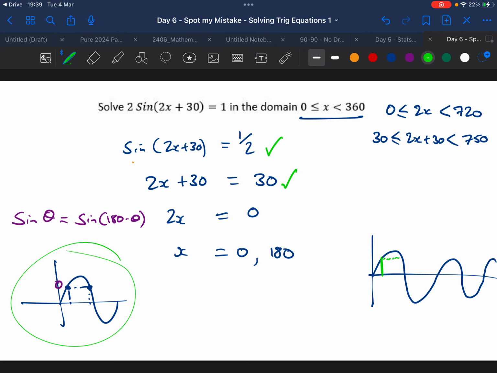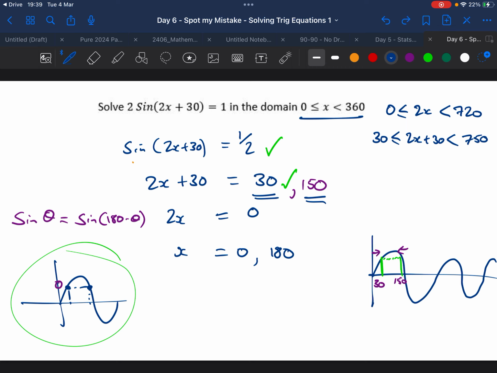So 30, sine 30 will give you a half, sure, but it's not the only value. If this is 30, well, however much you go in this way, you go in this way. This is going to be 150, okay? I need to make sure I'm writing these partner values, these other values as well. So this is my principal value. This is what my calculator is going to say. And this is sort of its partner, okay? You can see them in this diagram here below.